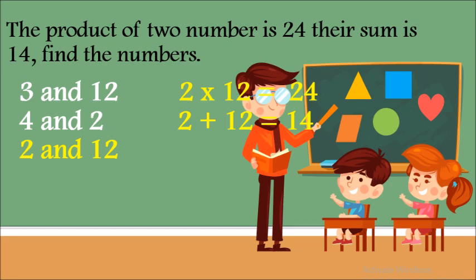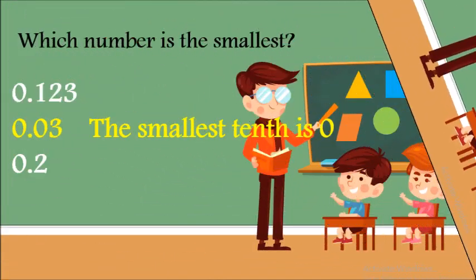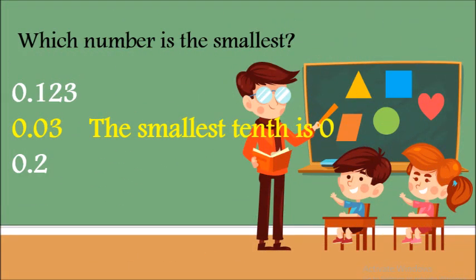Now moving on to this question, which number is the smallest? Just see all 3 numbers. You don't have any whole number in this case. All are zeros. Moving on to the first decimal place. The first figure that you see here is 0.123. So 1 is basically your tenth, the 2 is your hundredth, and the 3 is your thousandth.